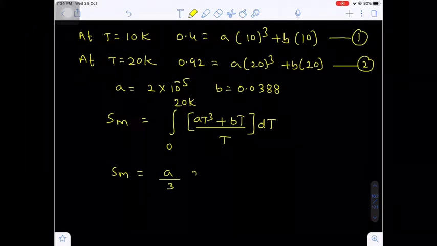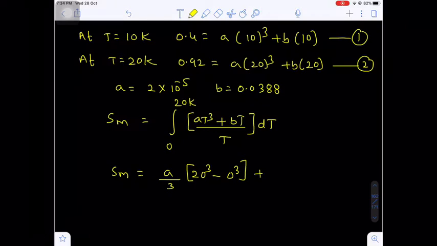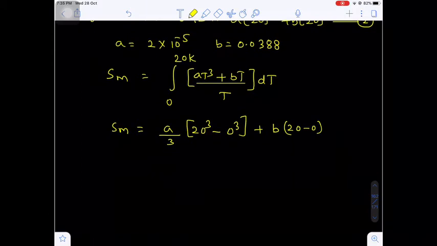T cube, upper limit will be 20, so 20 cube, lower limit will be 0, so 0 cube. Yes or no? Plus, there is one more part, the integral of B into T by T into dT. So T and T get cancelled, the integral of dT will be T. Now what is the constant B? I am writing as it is here. So the integral of dT is T, upper limit 20 minus lower limit 0 Kelvin. Are you getting my point?